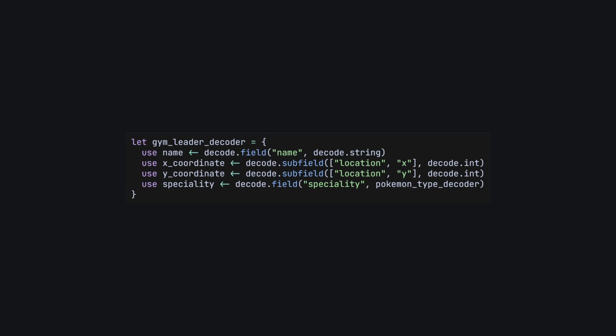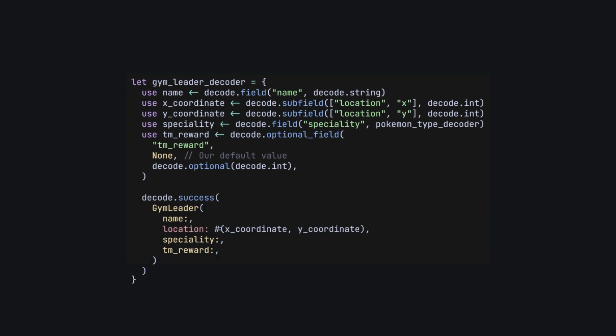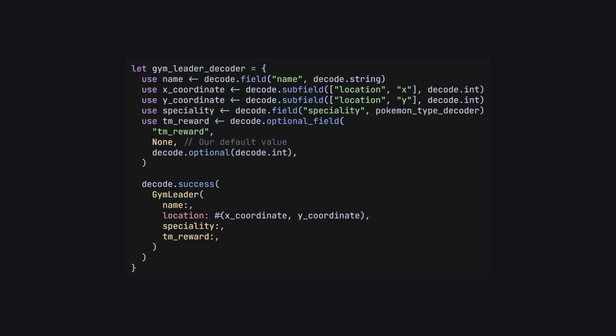Finally, we can get our optional TM reward value using decode.optionalField. This will return a default value if the field isn't present, and we can combine it with decode.optional to not only handle a missing TM reward field, but also handle it being null. Now we can just return decode.success with our gym leader value. And now we have a decoder that'll successfully decode gym leader NPCs.